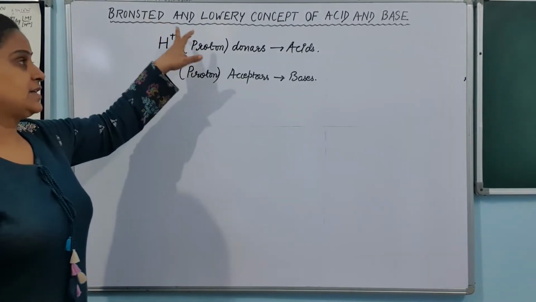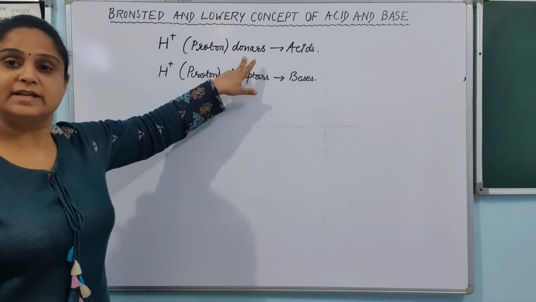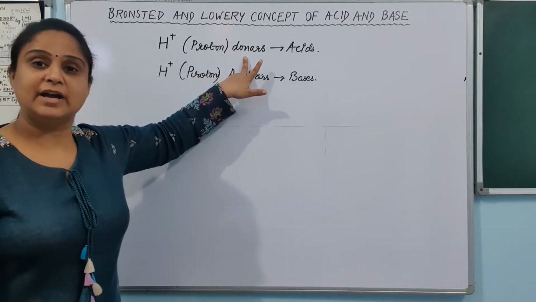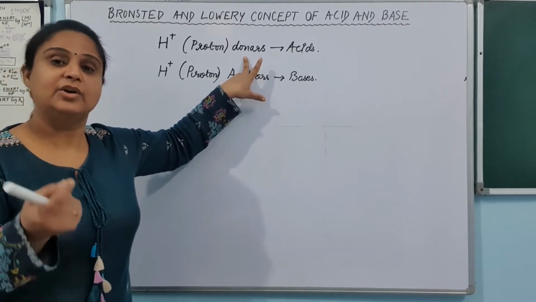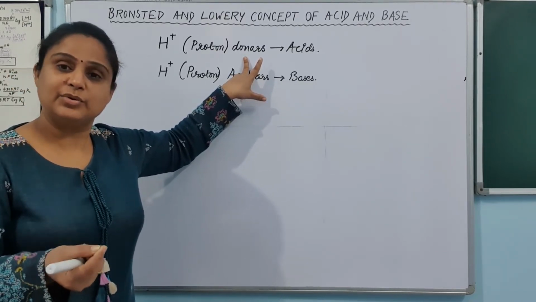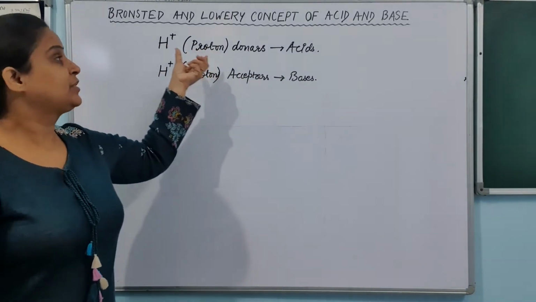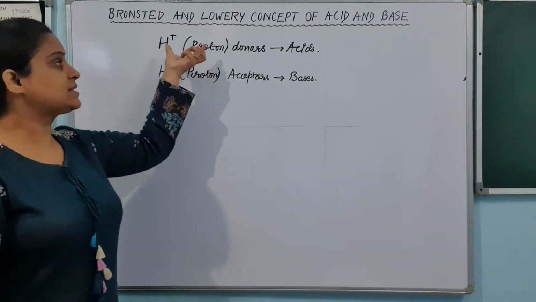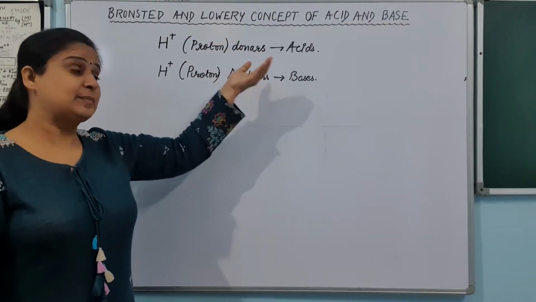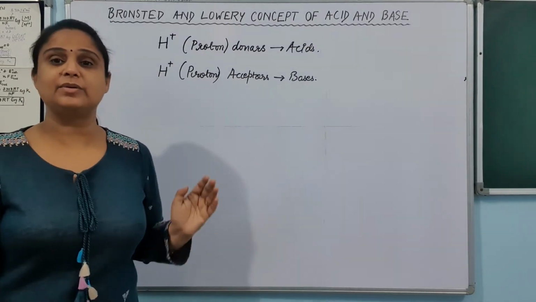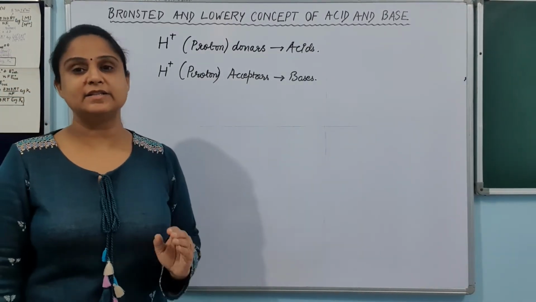According to the Bronsted and Lowry concept, acids are proton donors. What is a proton? A proton is the H+ ion. H is hydrogen, and if I remove one electron from hydrogen, only one proton is left. So H+ ion is nothing but a proton. According to this concept, H+ ion donors are acids and H+ ion acceptors are bases. So this theory speaks only in terms of the H+ ion.